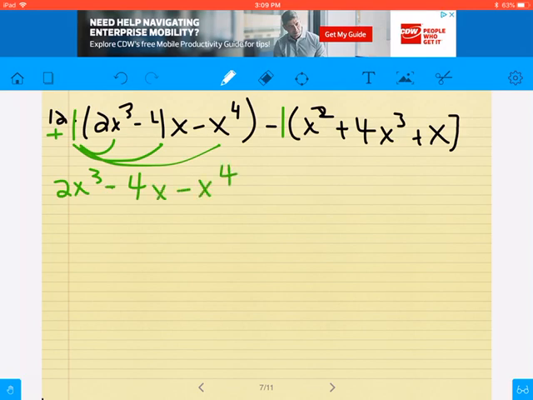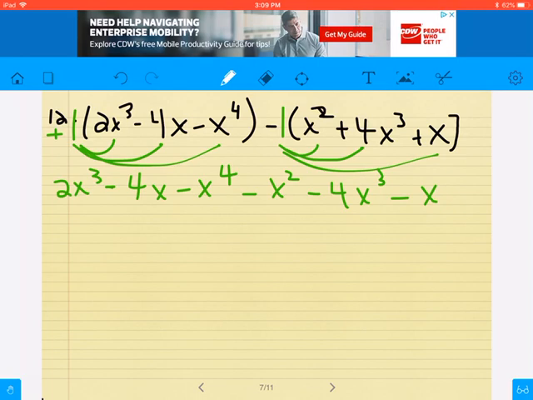It's a little bit different for this negative 1 though. So when I distribute this negative 1 to everything inside my parentheses, it's going to change the signs, but not the numbers. So this negative 1 times x squared is going to give me negative 1x squared, which we can just rewrite as negative x squared. Negative 1 times 4x cubed is going to give me a negative 4x cubed. And then negative 1 times x is going to give me a negative x.